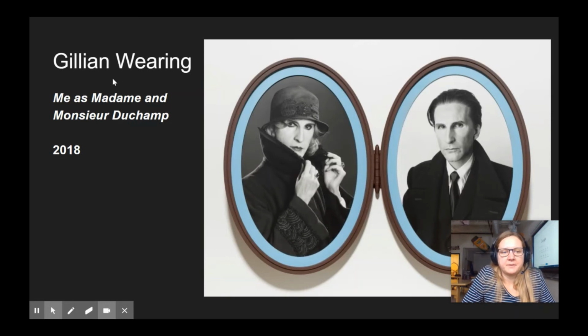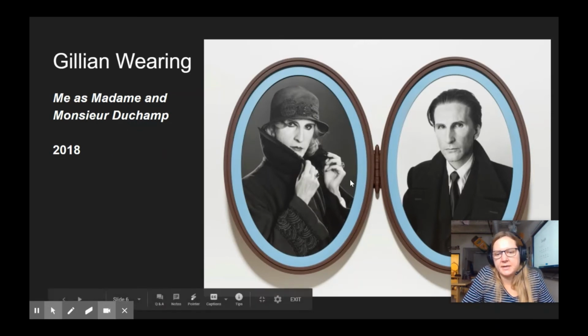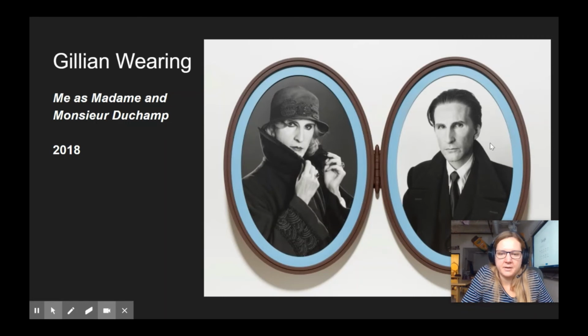And then here we have Gillian Wearing, Me as Madame and Monsieur Duchamp from 2018. It's a diptych using the traditional hinge. And you have Gillian Wearing, who really enjoys dressing up and role-playing in her images. And she's using this, it almost looks like a locket, to dress herself up as both a male and female of a married couple. So that's one interpretation you can take as well.